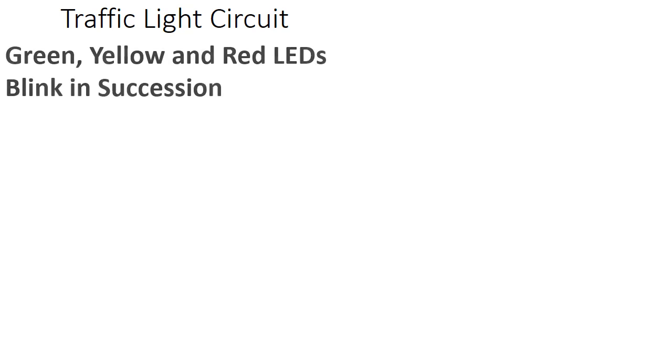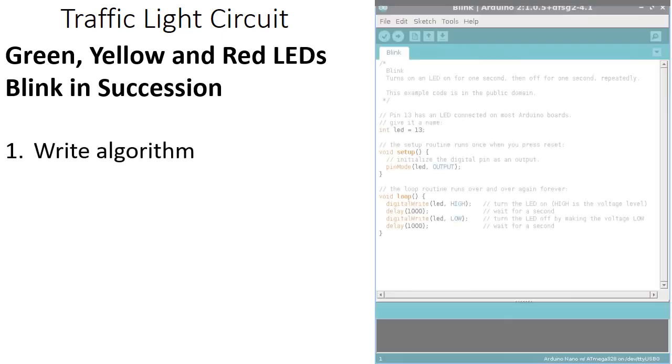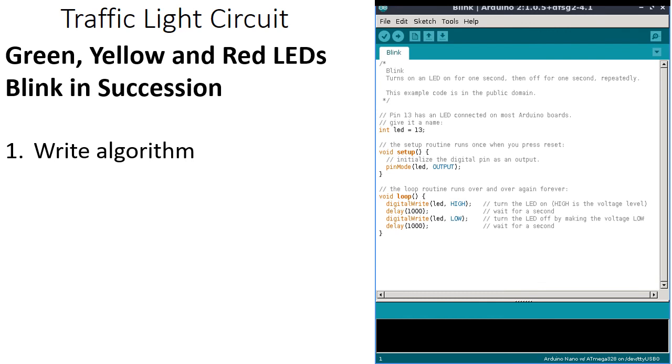So now we have to consider building the traffic light circuit. That's the circuitry that we want to have. We want to have green, yellow, and red LEDs blink in succession. First thing you want to do is write an algorithm. And you can base it on the blank sketch. You can just modify it. You can take this version of it if you like. You can take the one that you have already. You just have to make sure that you specify all the LEDs that you need.